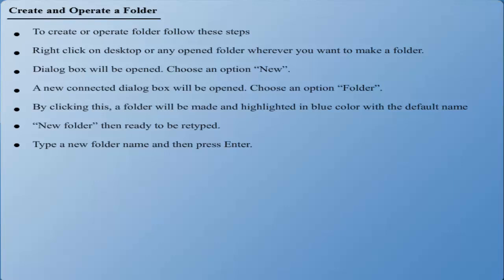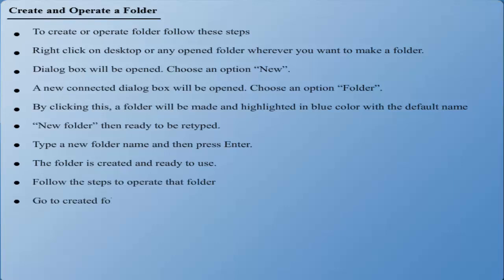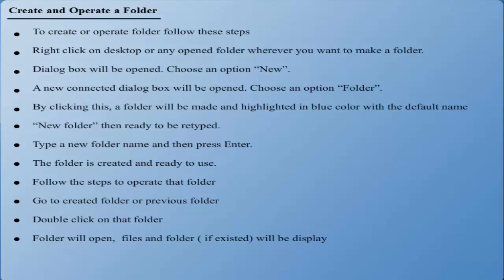In order to operate a folder generally, number 1. Go to the created folder or a previous folder. Number 2. Double-click on that folder. Number 3. The folder will open. Files and folders, if they exist, will be displayed. Number 4. Click the X button on the title bar to close the folder. Number 5. Click the Back button to go back to the upper folder.